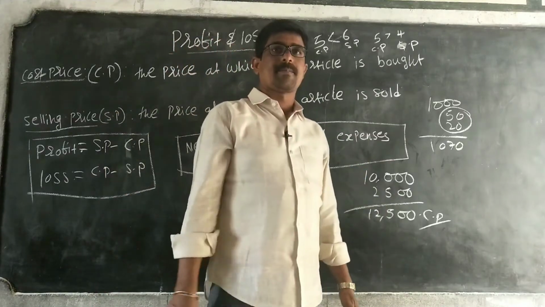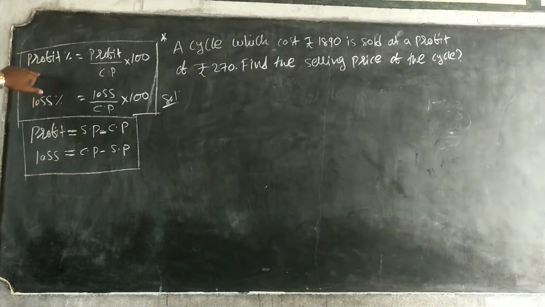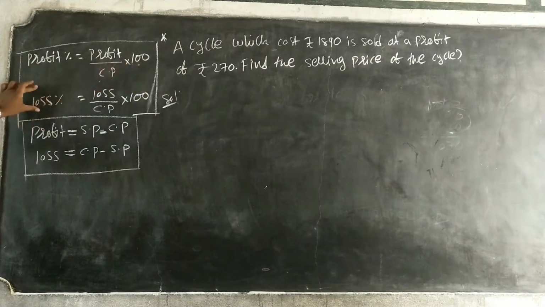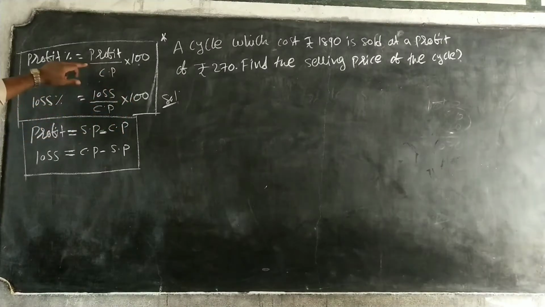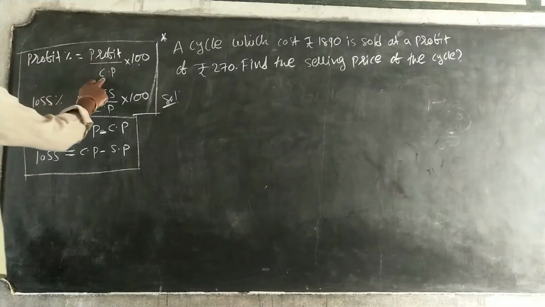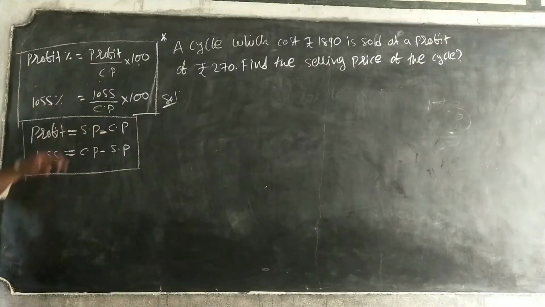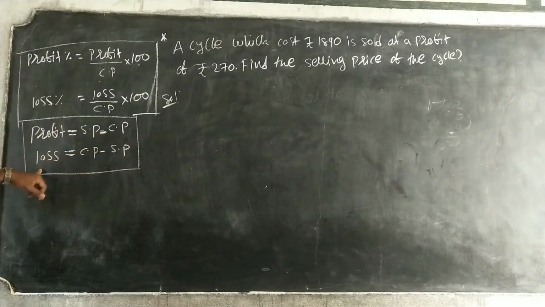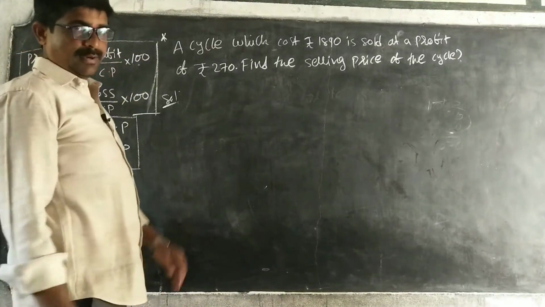Next, profit percentage is profit by cost price into 100. Loss percentage is loss by cost price into 100. Either profit or loss, both are calculated on cost price only, not on selling price. Next, profit is equal to selling price minus cost price. Loss is equal to cost price minus selling price. Based on this, I am giving one problem.